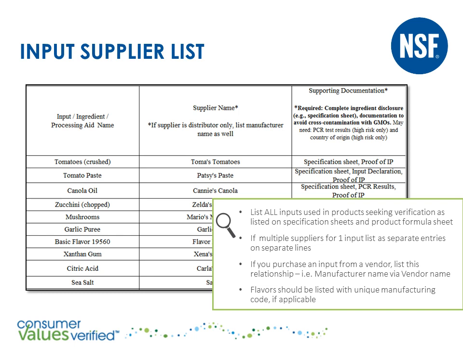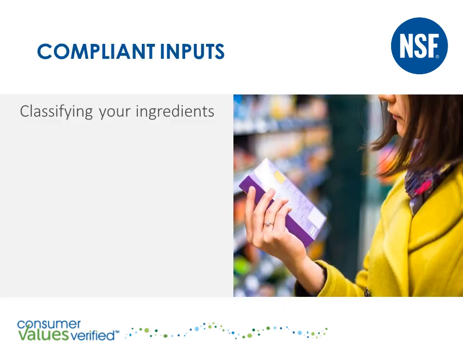If you purchase inputs from a vendor or distributor, for traceability purposes, this relationship needs to be noted on the input supplier list. For example, the manufacturer name via the vendor name. We will then need to demonstrate compliance for each input listed on the input supplier list and used in product seeking verification. To do this, we must classify our inputs. Jessica will now help us take a closer look at your ingredients and how to classify them according to the Non-GMO Project standard.